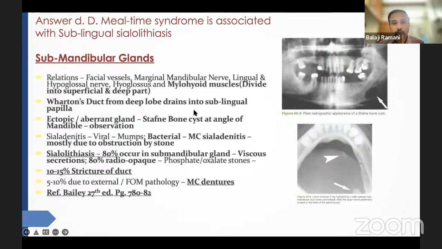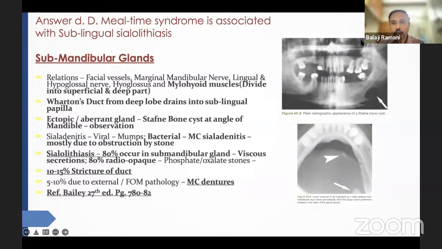Plus you're going to have the mylohyoid muscle, which the gland is going to wind around. Suppose this is the mylohyoid muscle, the gland will be winding around the posterior surface of the mylohyoid muscle, and the part which is deep to it is known as the deep part, and the one which is superficial to it is known as the superficial part of the submandibular salivary gland. So Wharton's duct, which starts from the deep lobe, will drain on either side into the papilla.